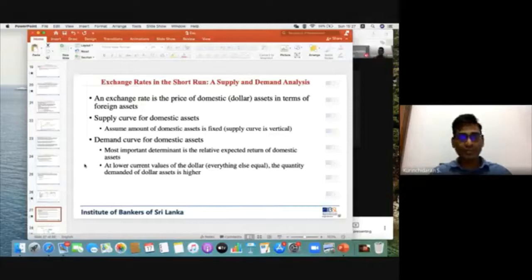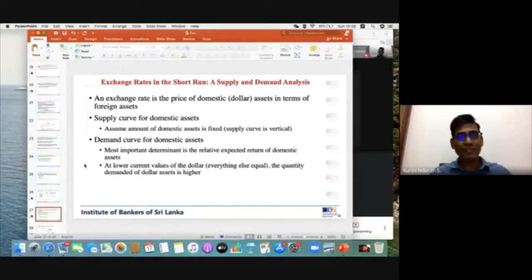So we are going to see the exchange rate determinants in the short run. That means supply of dollar and demand for dollar. So the domestic currency I say as dollar, and other currencies are foreign assets. Okay, so let's look at the supply curve for domestic assets.